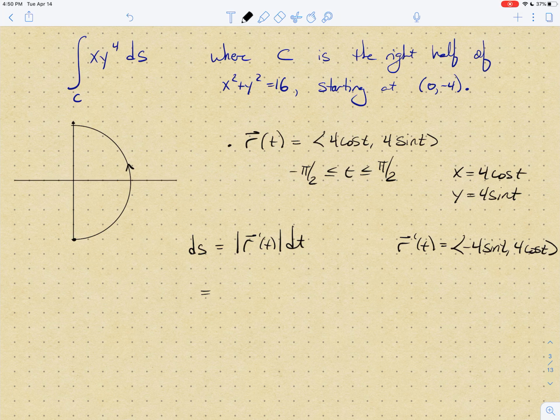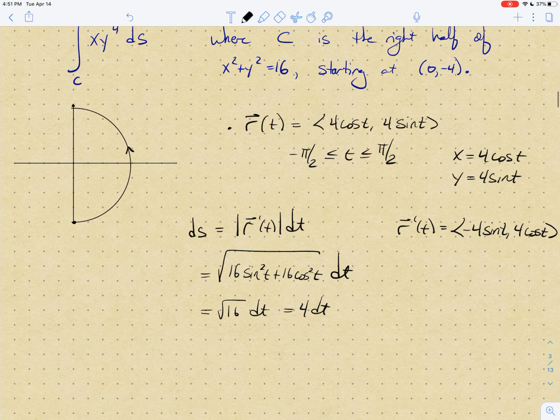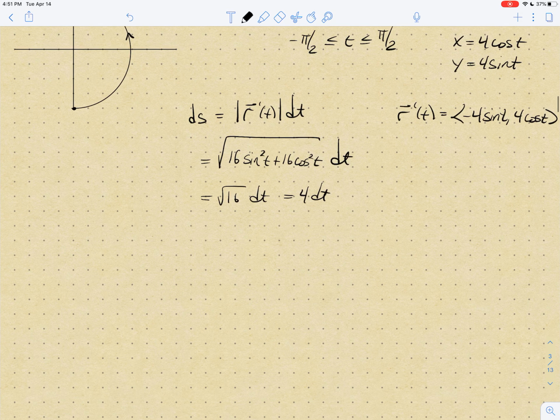So the length of r prime of t is going to be radical 16 sine squared of t plus 16 cosine squared of t. Well, gosh, that's just root 16, which is just 4. Whoops, and I dropped my dt's. The way that I wrote it, I need to keep my dt's everywhere, so let's write it like that. Root 16 dt, so this is just 4 dt. So that's nice. The length worked out pretty well there.